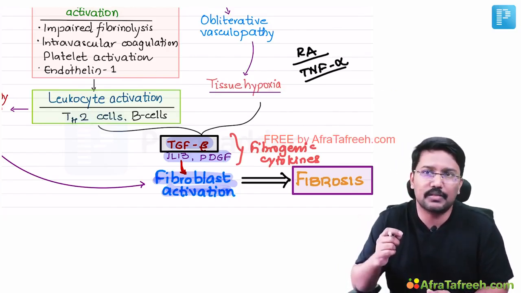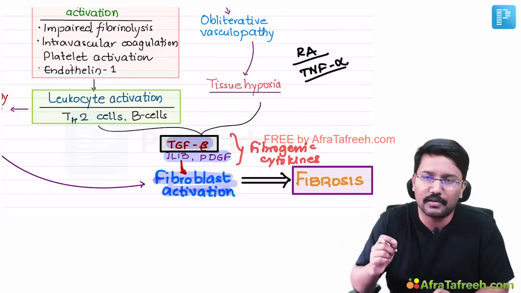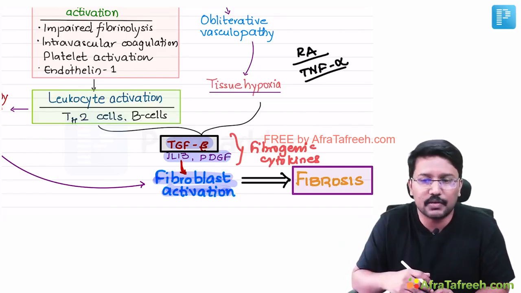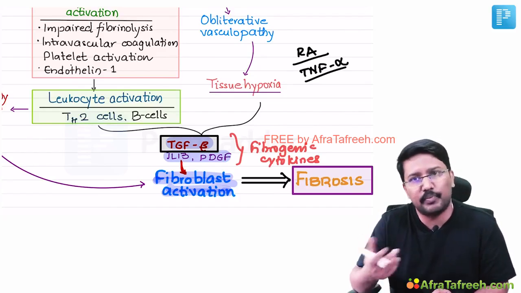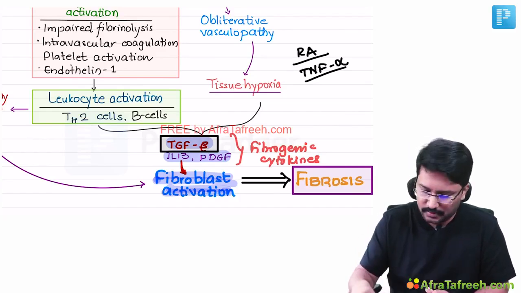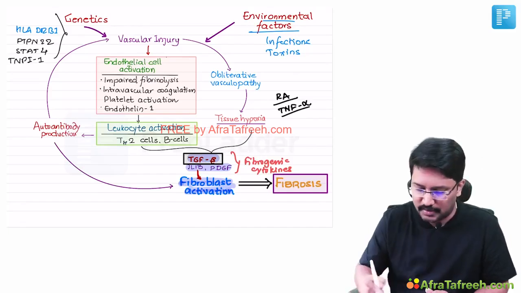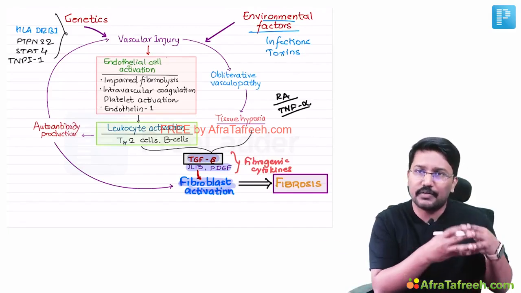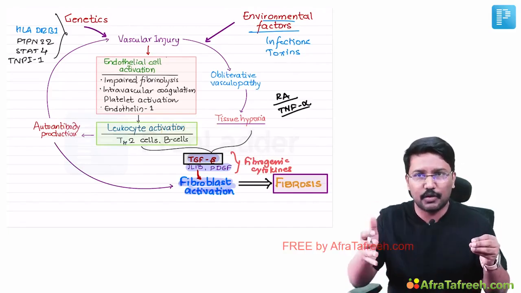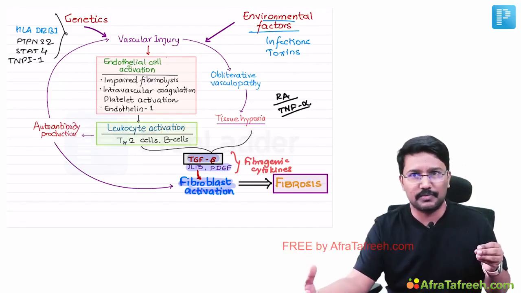So when it comes to systemic sclerosis, it is transforming growth factor beta. Other fibrogenic cytokines include interleukin-13 and platelet-derived growth factors, right? So this is the pathophysiology. Why I am stressing this is, we start with vascular injury, and then there is a cascade of events leading to a fibrotic response.